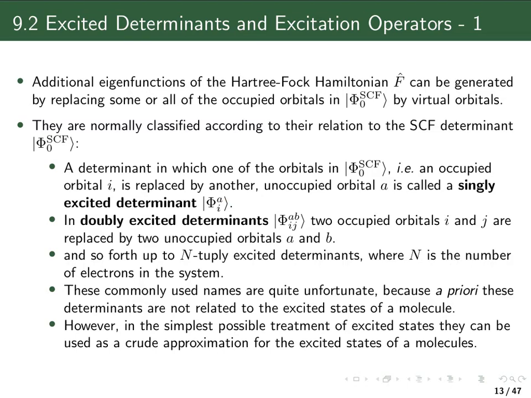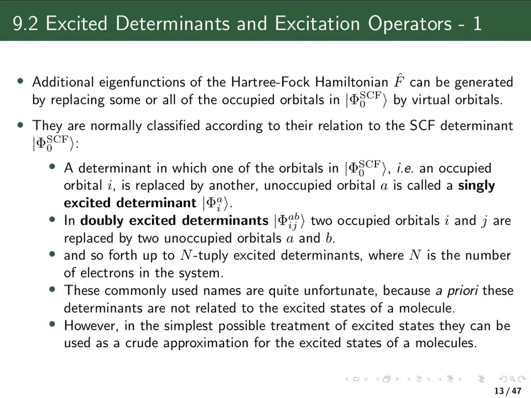Correspondingly, if one replaces two occupied orbitals I and J by two virtual orbitals A and B, where I was replaced by A and J was replaced by B, then one calls this kind of determinant a doubly excited determinant, and so forth, which means one ends up with determinants which can at maximum be n-tuply excited, where n is the number of electrons in the system and therefore the number of spin orbitals which we have in our determinants.